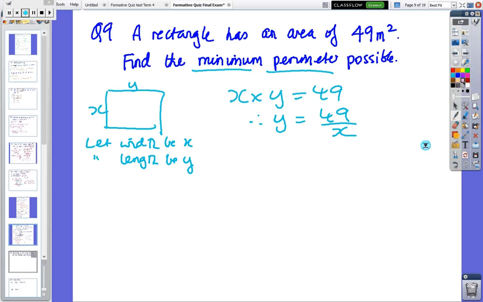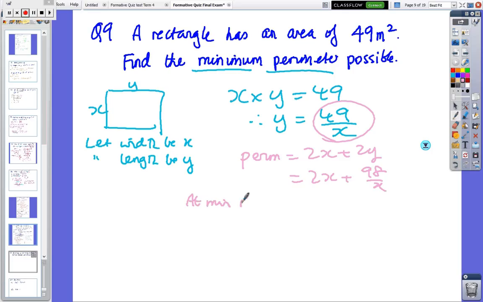So the perimeter equals 2x plus 2y, which equals 2x plus 98 over x. Okay, so at minimum, p dash equals 0. So p dash, now that is the same as 98x to the minus 1. So p dash will be 2 minus 98 over x squared.